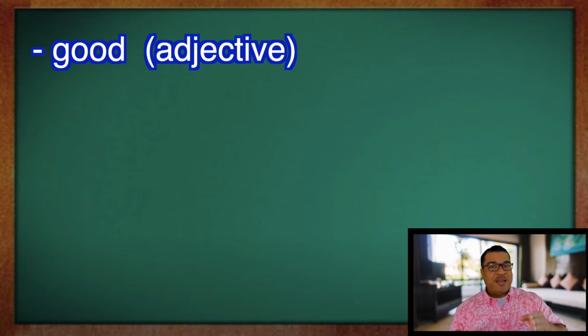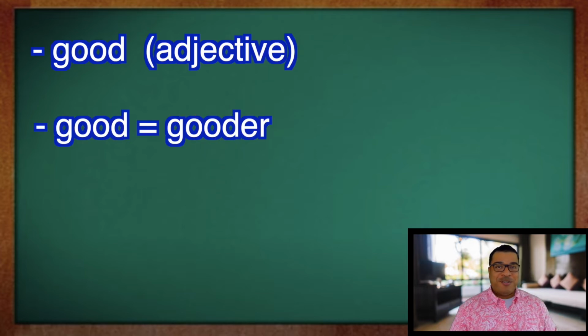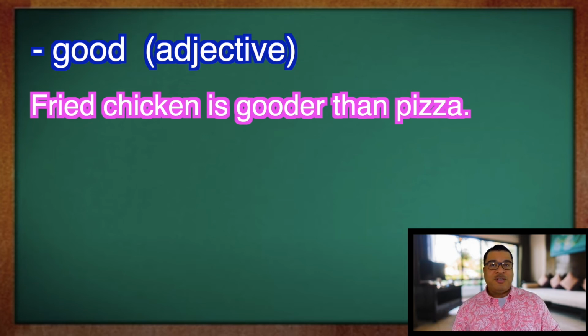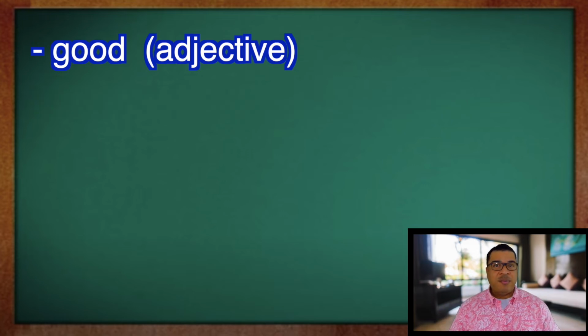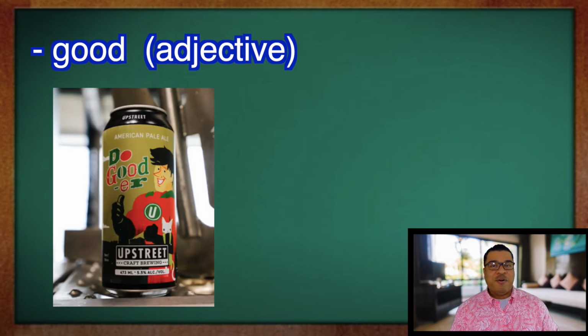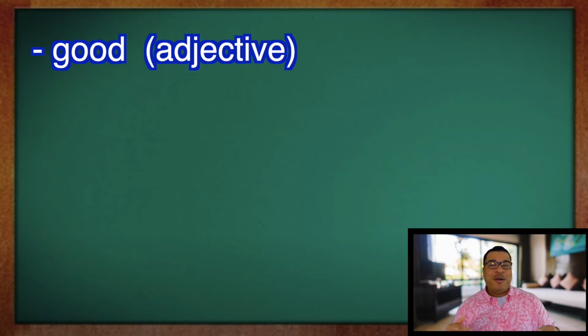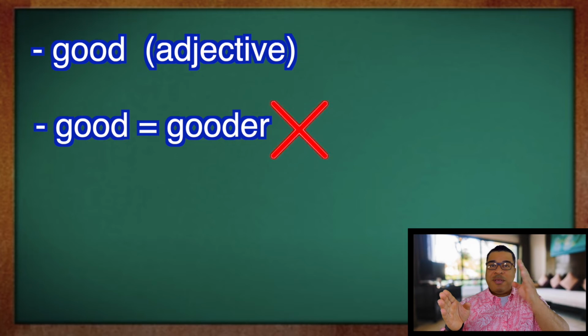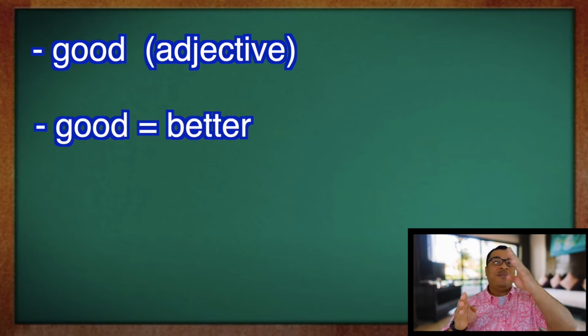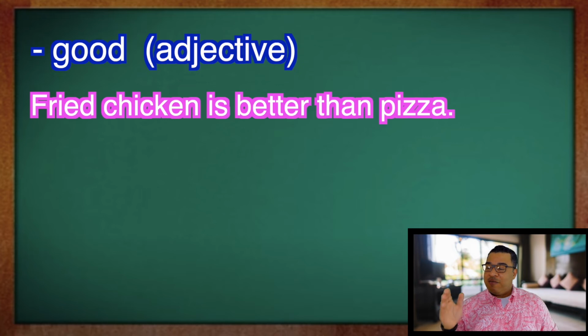Now, of course, if you've been studying English for any length of time, you know there are always exceptions to the rules. For example, if you look at the adjective good, it does not become gooder. For example, fried chicken is gooder than pizza. That does not work. Actually, I think gooder is the name of a beer. I've seen that somewhere before. But for comparatives, good does not become gooder. Good becomes better. So for example, fried chicken is better than pizza.